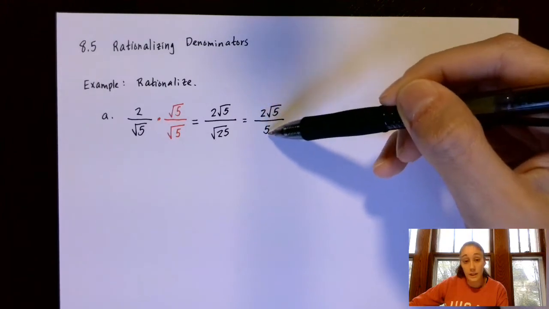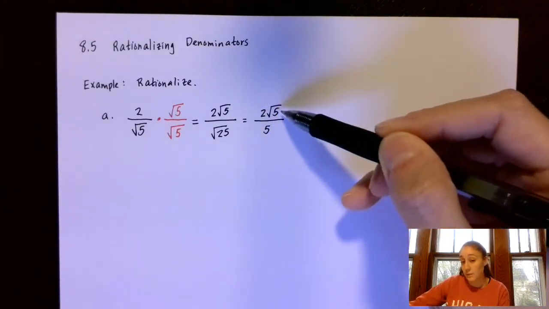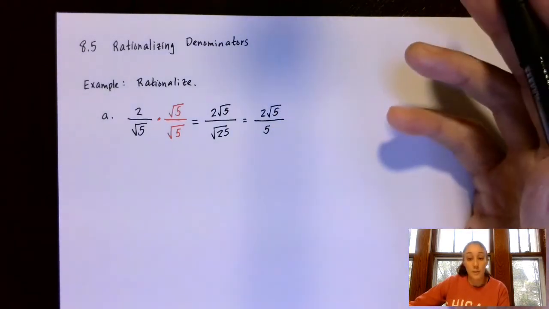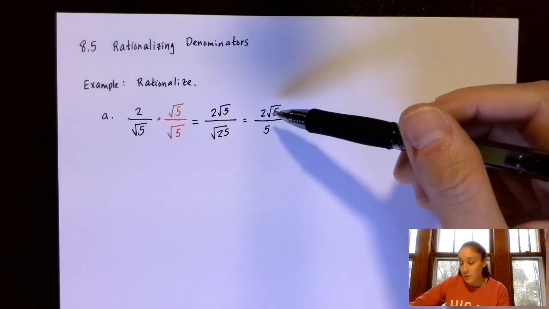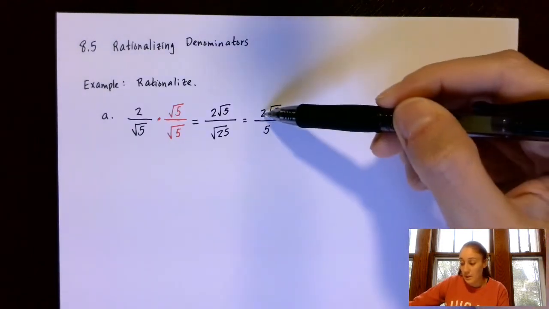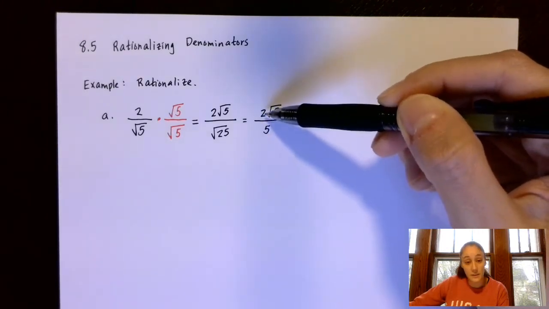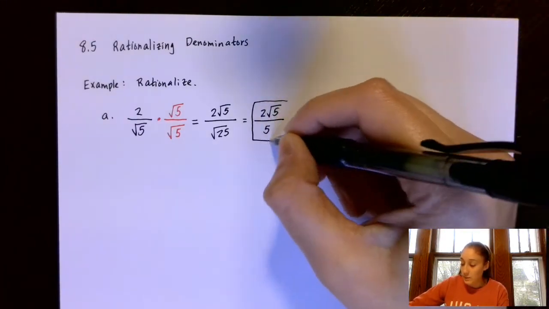Now I'm going to check. These two are not like each other. Please don't cancel these out, because this is a radical 5 and this is a 5. Those values are different. Radical 5 is 2 point something. But I want to check the two that are like each other, 2 and 5. Can I simplify 2 over 5? I can't. So this right here is my final answer.